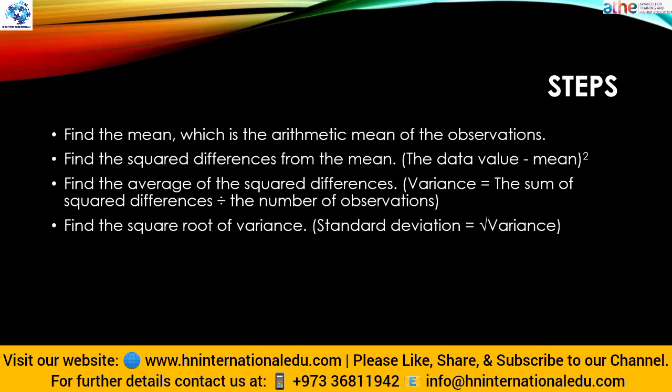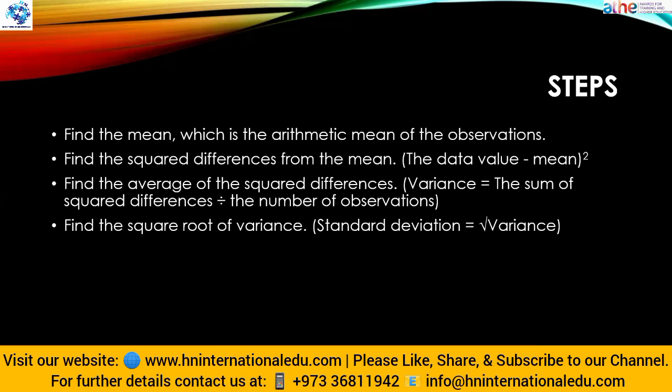This concept is a little bit critical. I am going to explain it again so that you can better understand. First, you will find out the mean. Mean is basically the arithmetic mean of the observations. You add all the numbers, divide by the count, and then you get the mean of it. And once you get it, you will find the squared differences from the mean. Whatever the data value you get, you will subtract the mean from it and take the whole square of it.